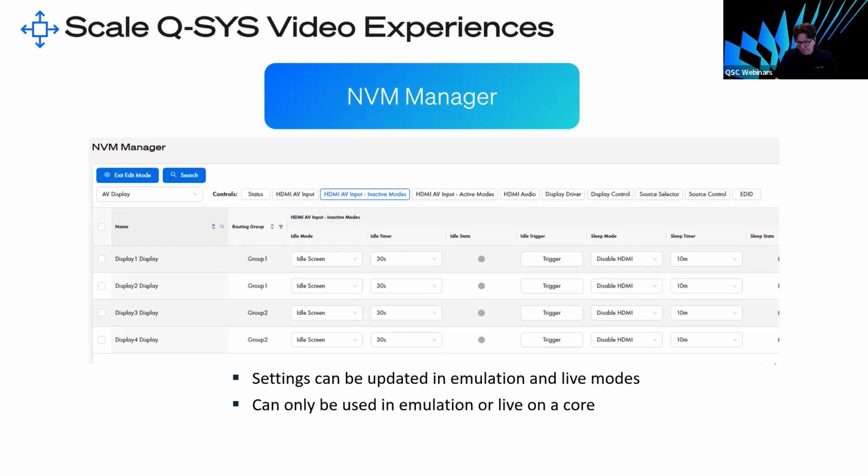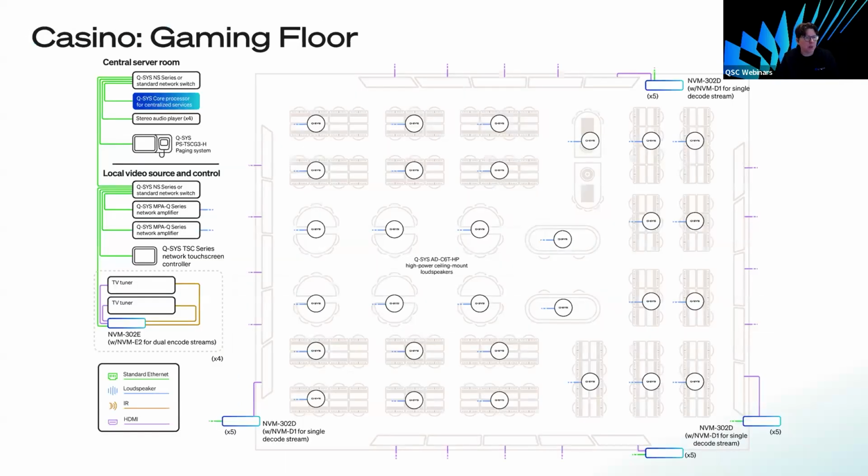All right, so we actually have a few minutes to talk about some systems. We're going to talk first about a casino. This is probably going to be a pretty common application for the NVM boxes. Some things that I like to add to this, I mean, you can see the TV tuner is going into the NVM 302E. You have standard amplifiers, standard QLAN devices, you've got a core, you've got a network switch, and then you've got all of the 302Ds all around the casino floor for all your decoders. I think this would be a pretty typical application and one that I would really look for NVM to manage instead of our NV series.